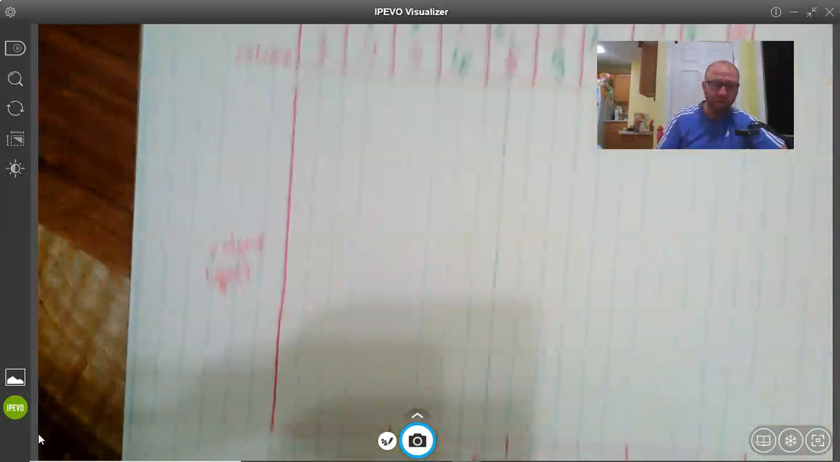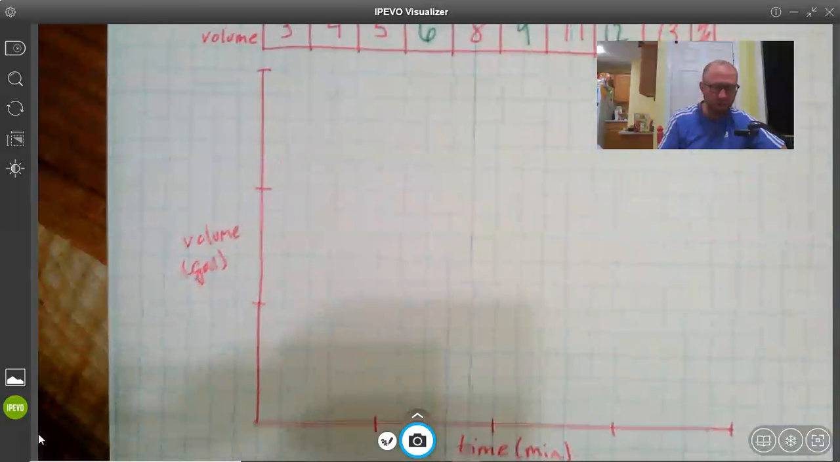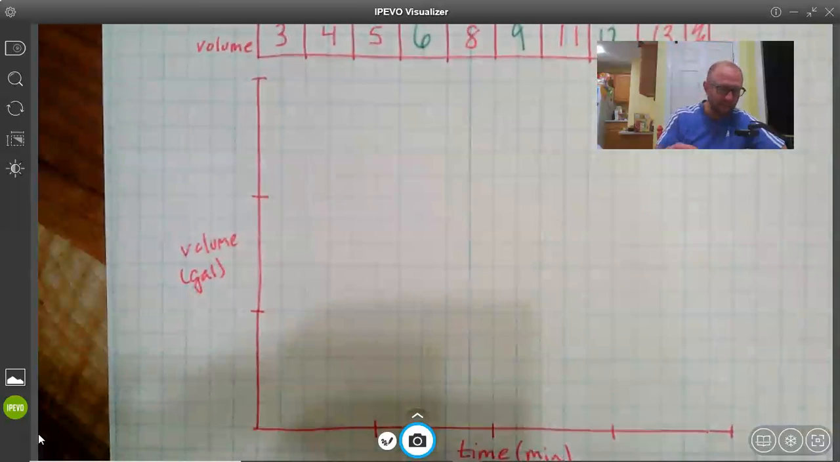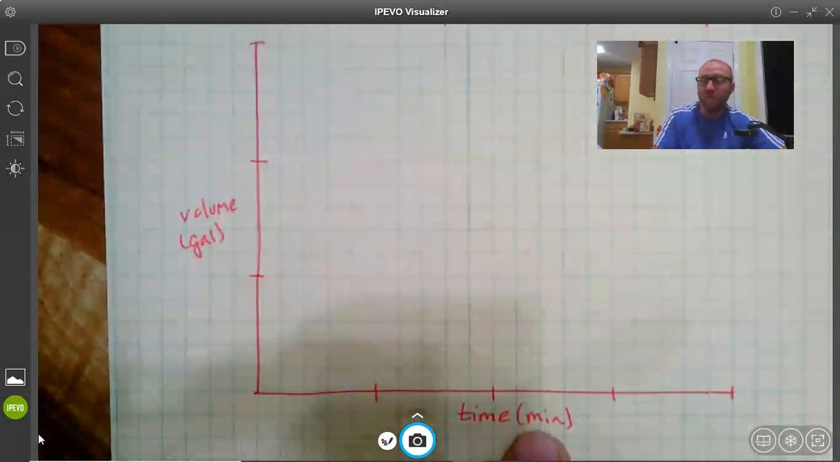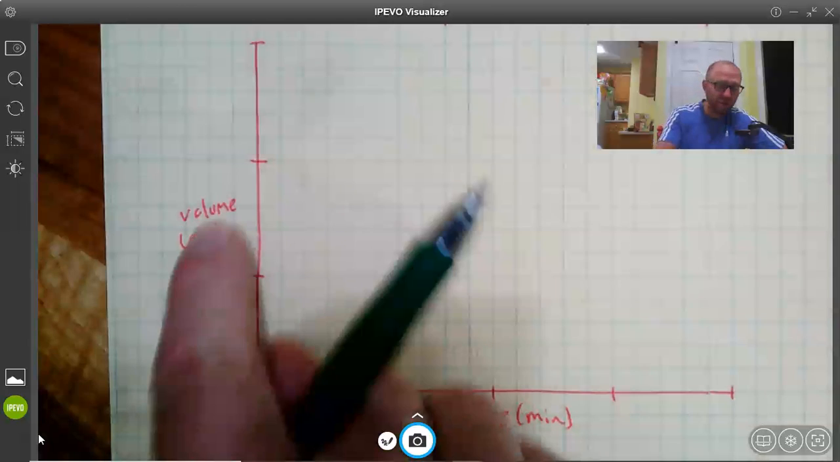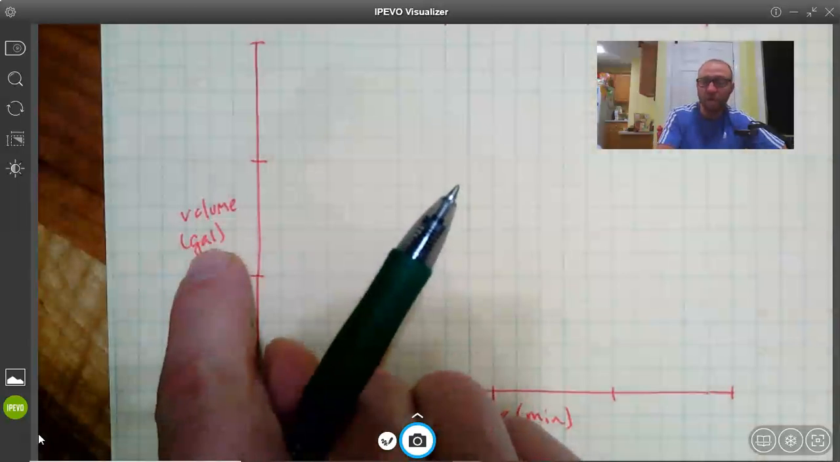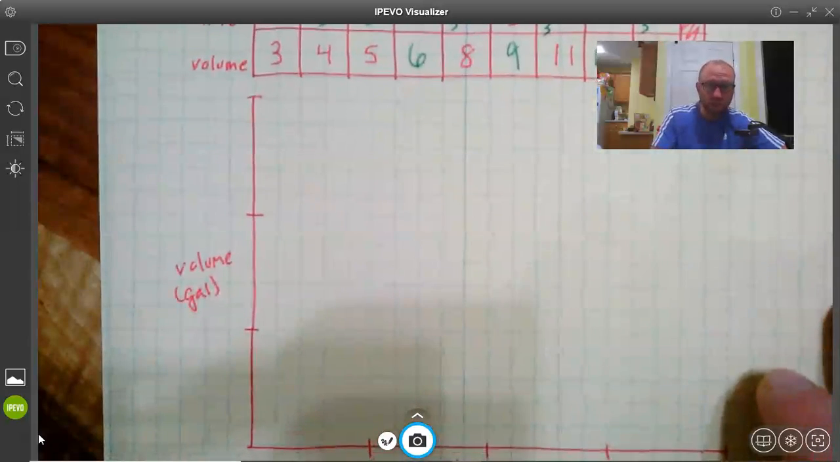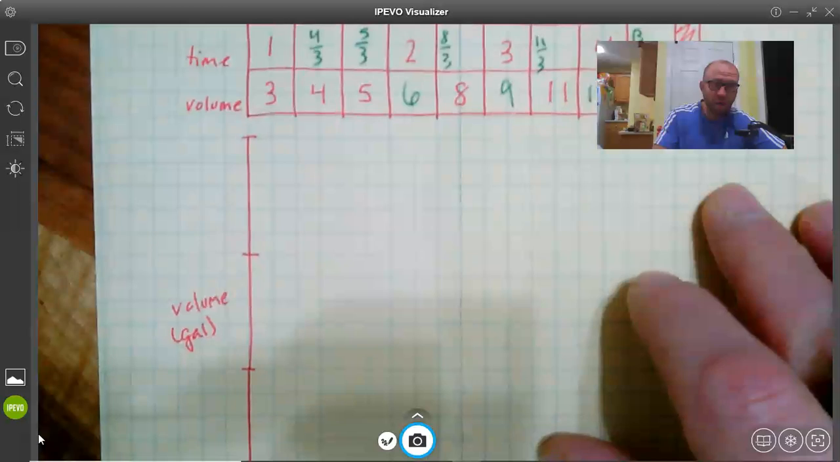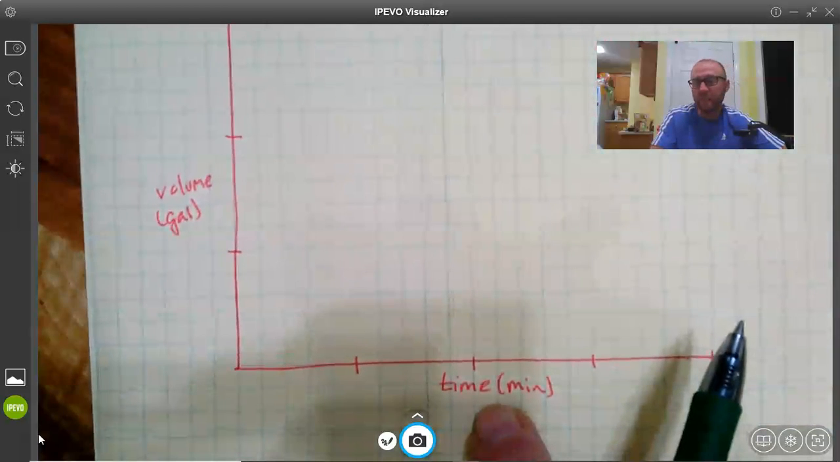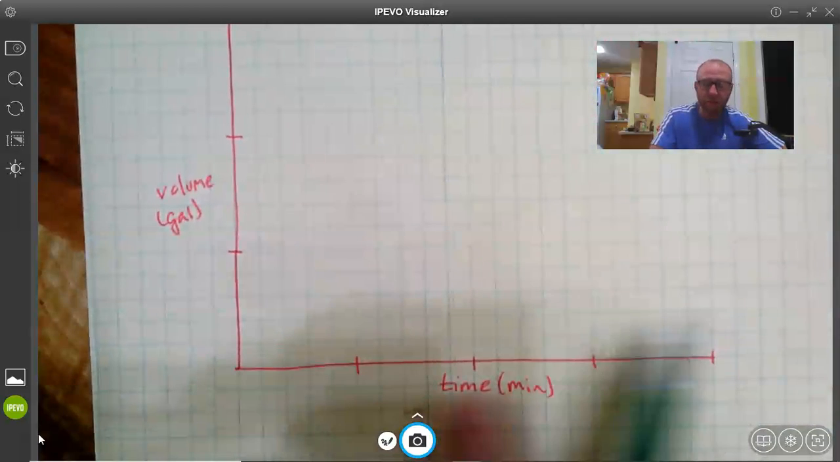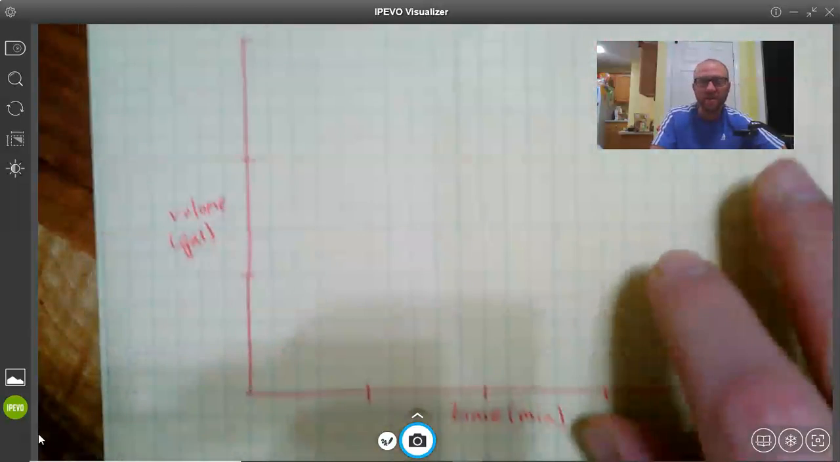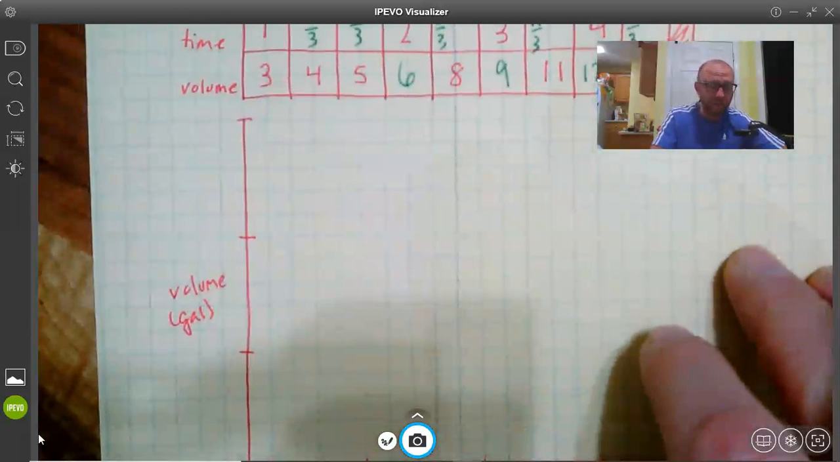Alright, and then they want us to graph our progress here. So let's see. Notice on my graph, by the way, I put my labels, time, and also what time is measured in, minutes. And over here, volume, and what volume is measured in, gallons. And pretty much anytime you're using time, you put time on the x-axis. That's just kind of standard. Doesn't have to be, but it's pretty standard.